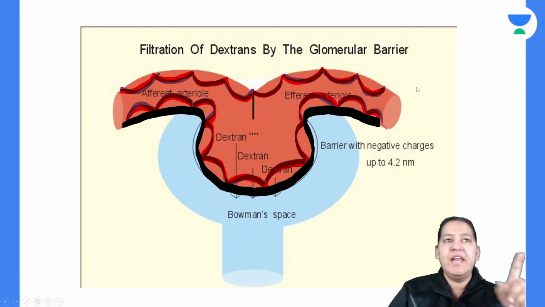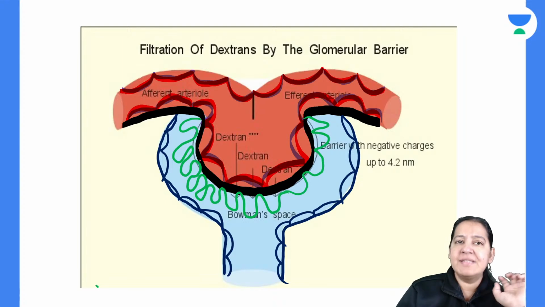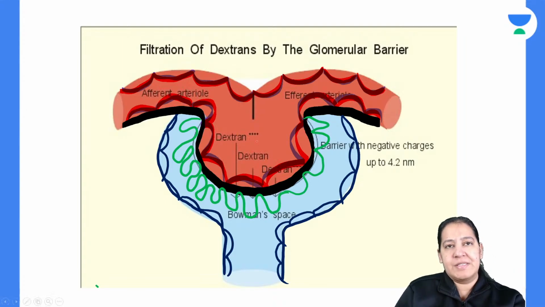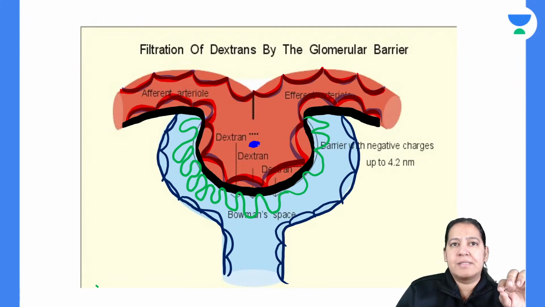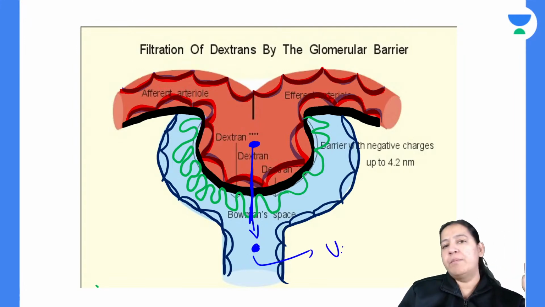Can you see the endothelium? Endothelium is drawn in red color, the endothelial cell layer, and the basement membrane is drawn in black color. And the epithelium, the green is the epithelium. So see a substance here. Imagine, you yourself imagine a substance here. So it has to cross three things. Number one, the red endothelium. Number two, the black basement membrane. And number three, the green epithelium. And ultimately, the substance will come here and be excreted out of the body in the urine.